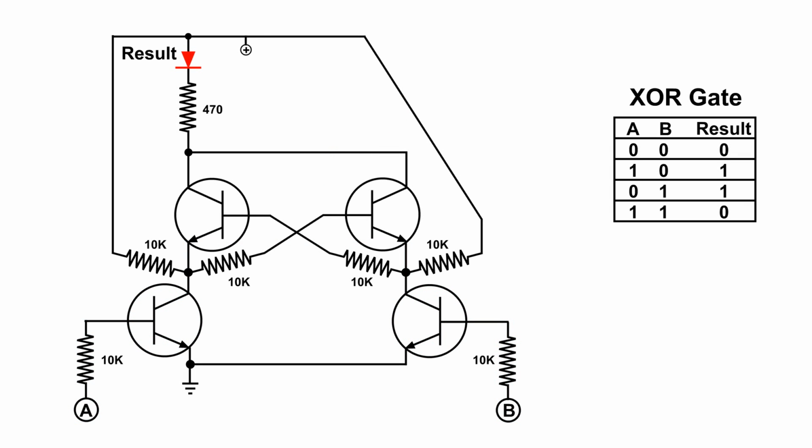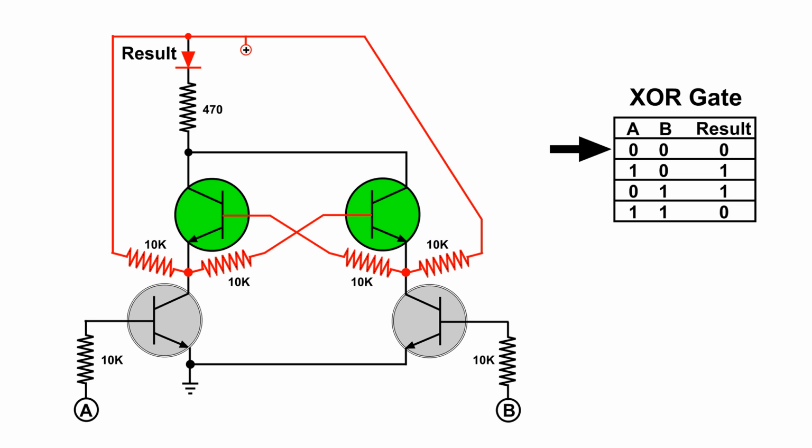This is the wiring diagram for an exclusive OR, and here I have applied power to the circuit, and with no input at A or B, the bottom two transistors are wide open. However, the top two transistors are biased to conduct through those 10K ohm resistors that lead up to the positive side of the power supply.